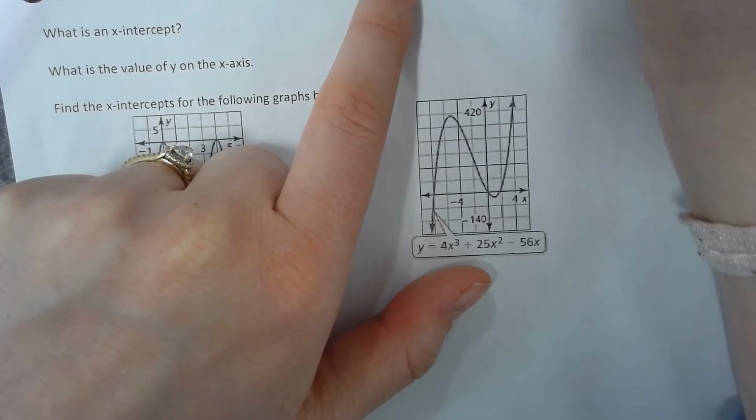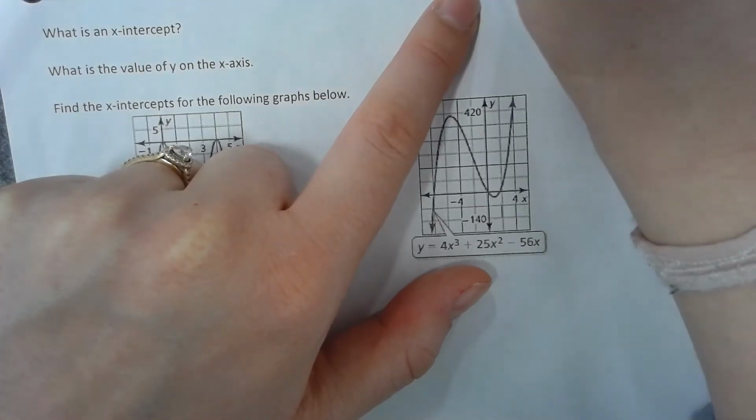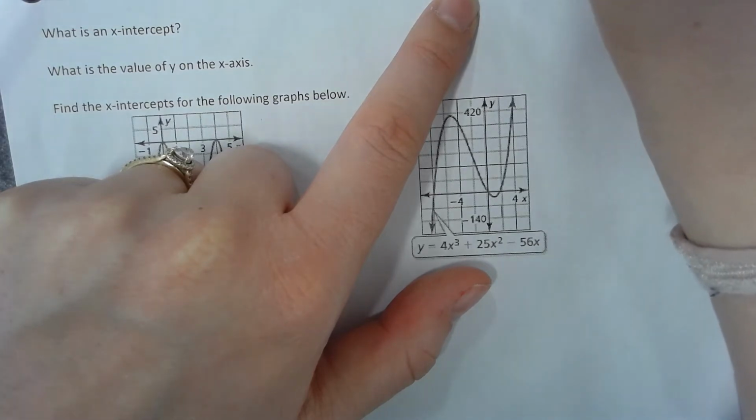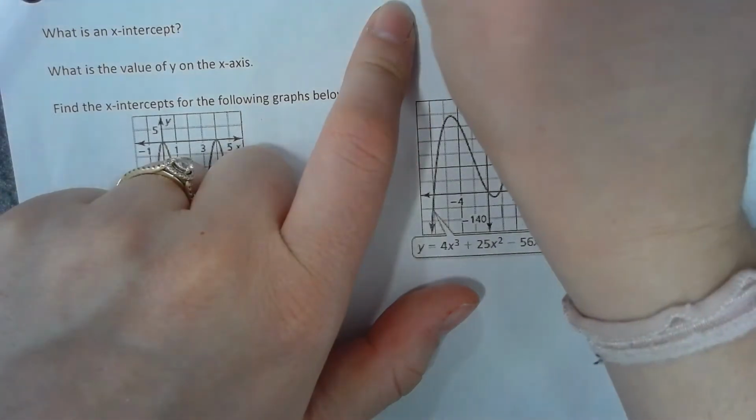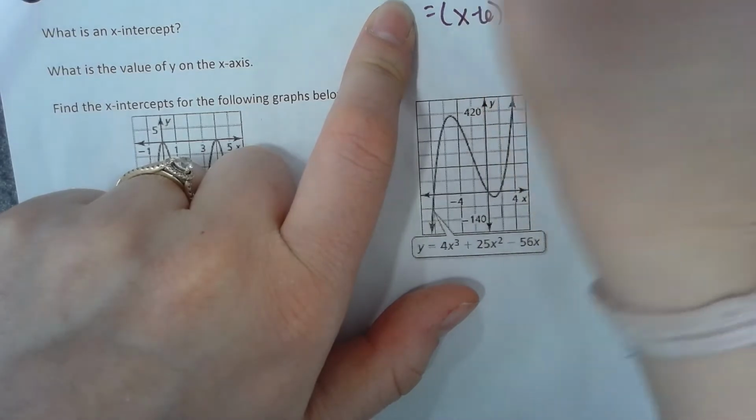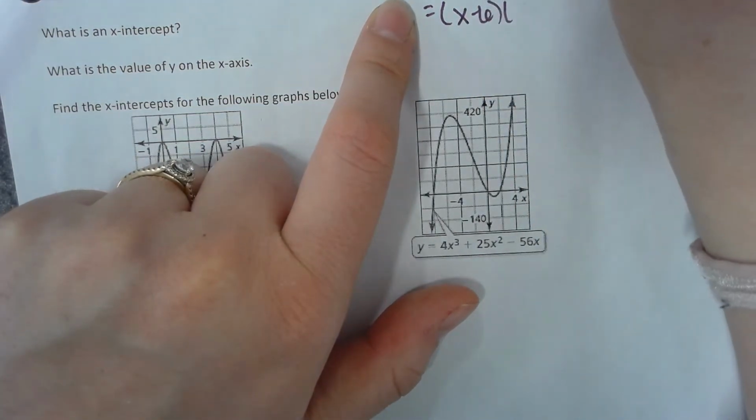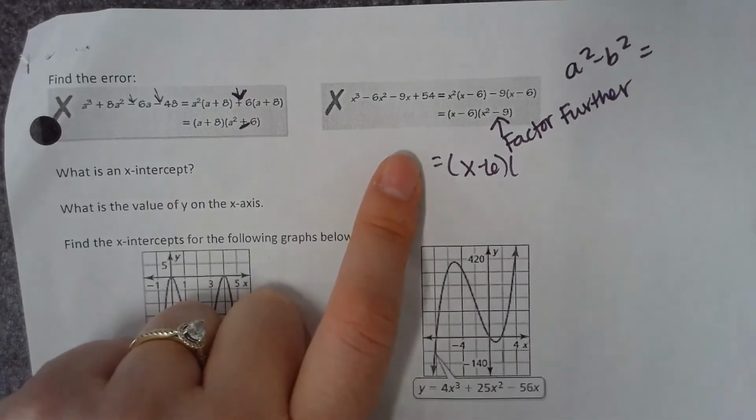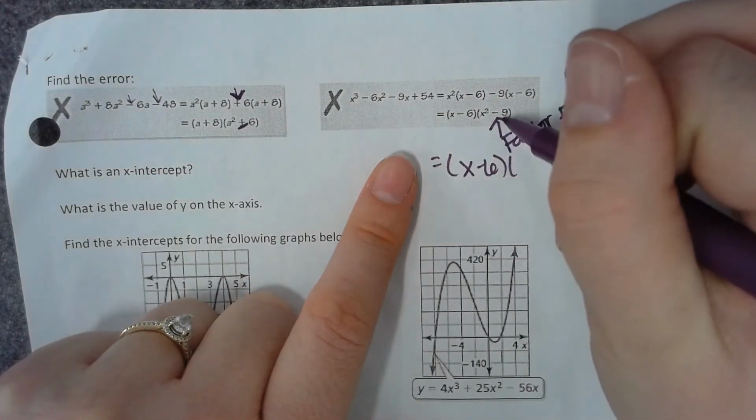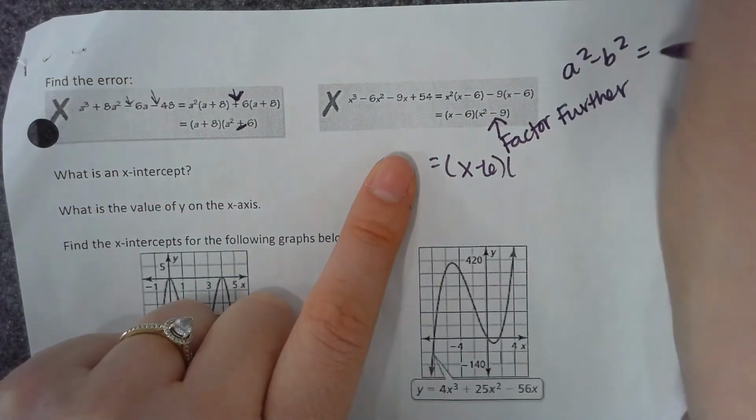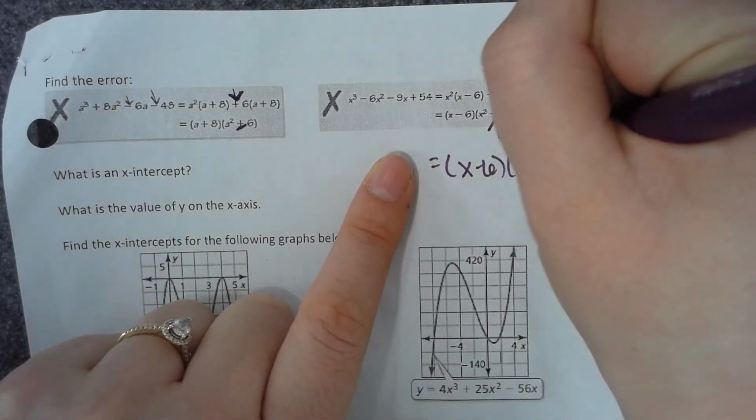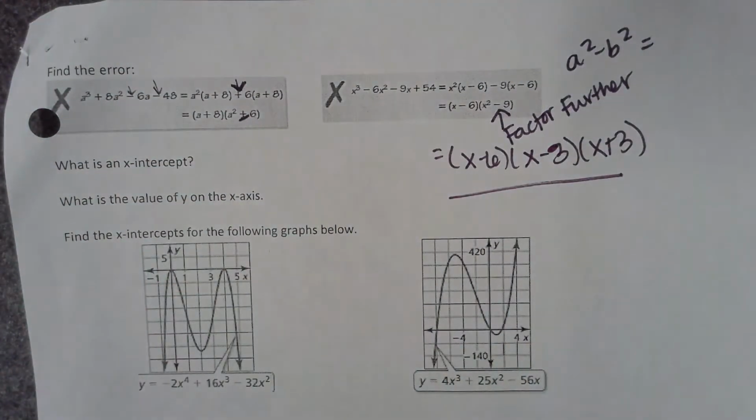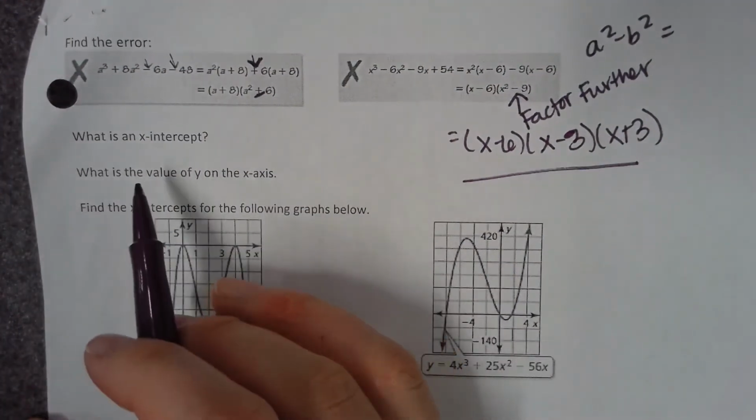You can actually factor further. So that's not completely factored. This would be x minus 6, and that's the a squared minus b squared. That's the difference of squares. Oh, you're not even seeing what I'm writing. This is the difference of squares. We can factor that further. So that would be x minus 3 and x plus 3. So that's what's factored. That's the final answer. Okay, we're going to move on.